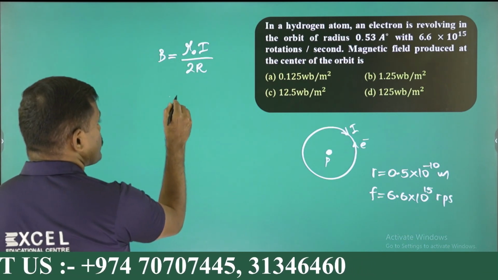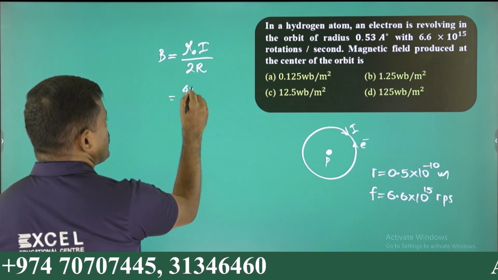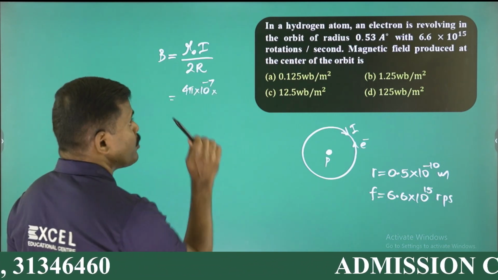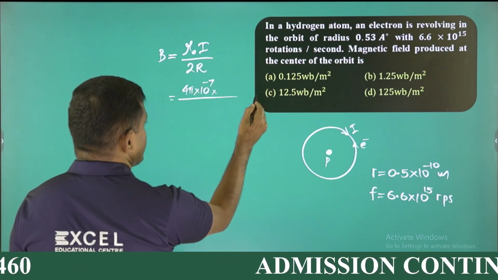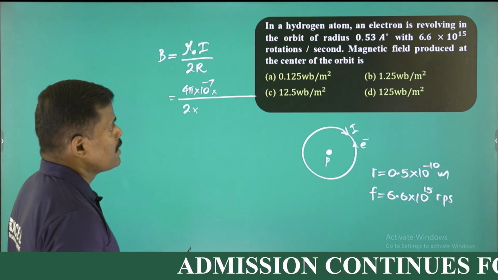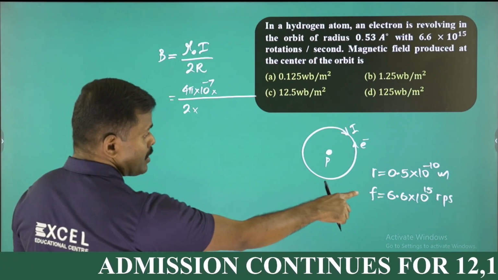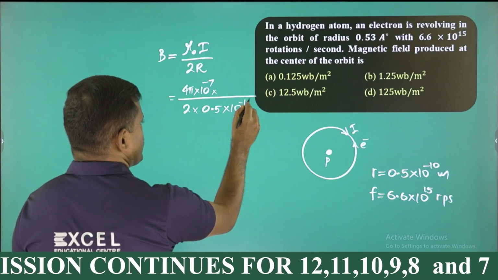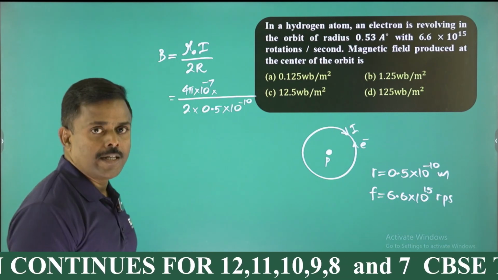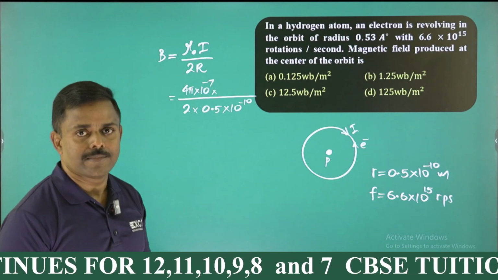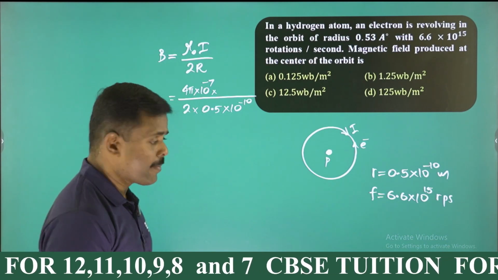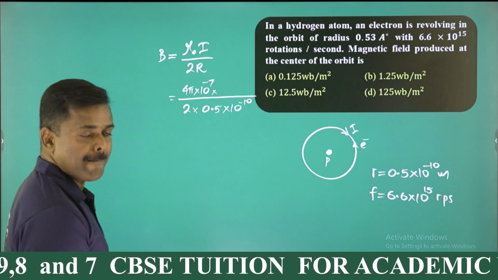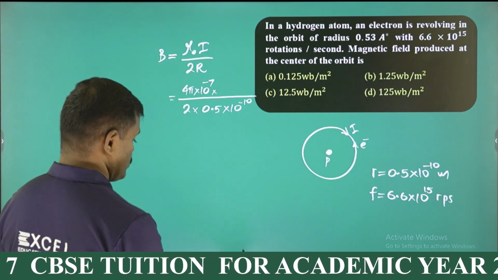So let's substitute for everything. Mu 0, 4 pi into 10 power minus 7, into current, I have no idea, I'll find it out later, divided by 2 into radius. Radius is given there, 0.5 into 10 power minus 10. Now my next challenge is to find the current. How to find the current? I'll use the concepts of current electricity here. I don't have space here, so I'll just use the other board.